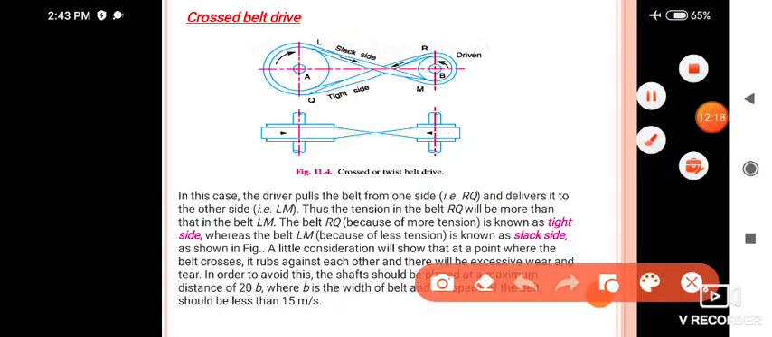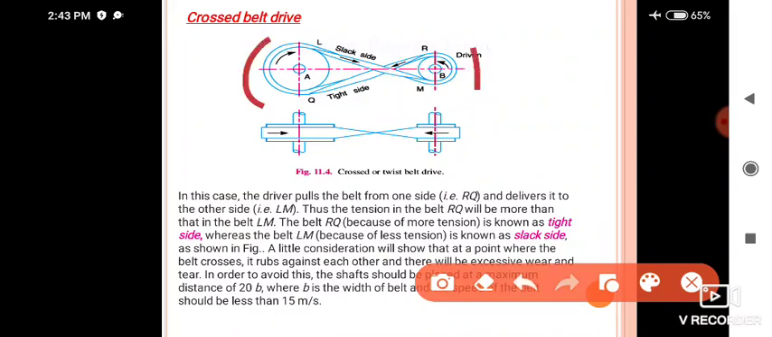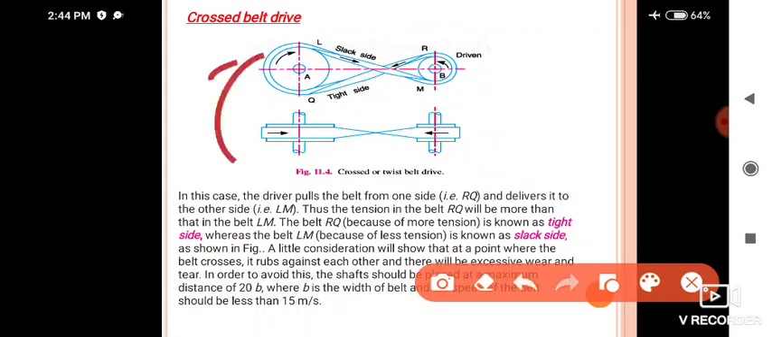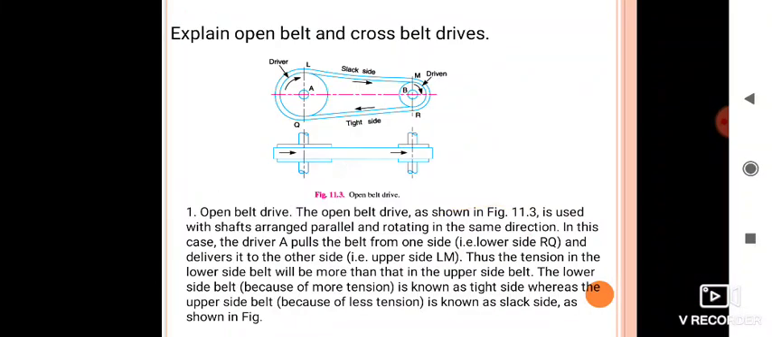So this is all about the cross belt drive. Here you should remember the belts are fixed in a crossed manner, and this portion is called the slack side, and this portion is called the tight side. Like that, with labeling you have to draw the driver and driven, and also show the directions, meaning both start rotating anti-clockwise. So this is all about the explanation regarding open belt and cross belt drive.